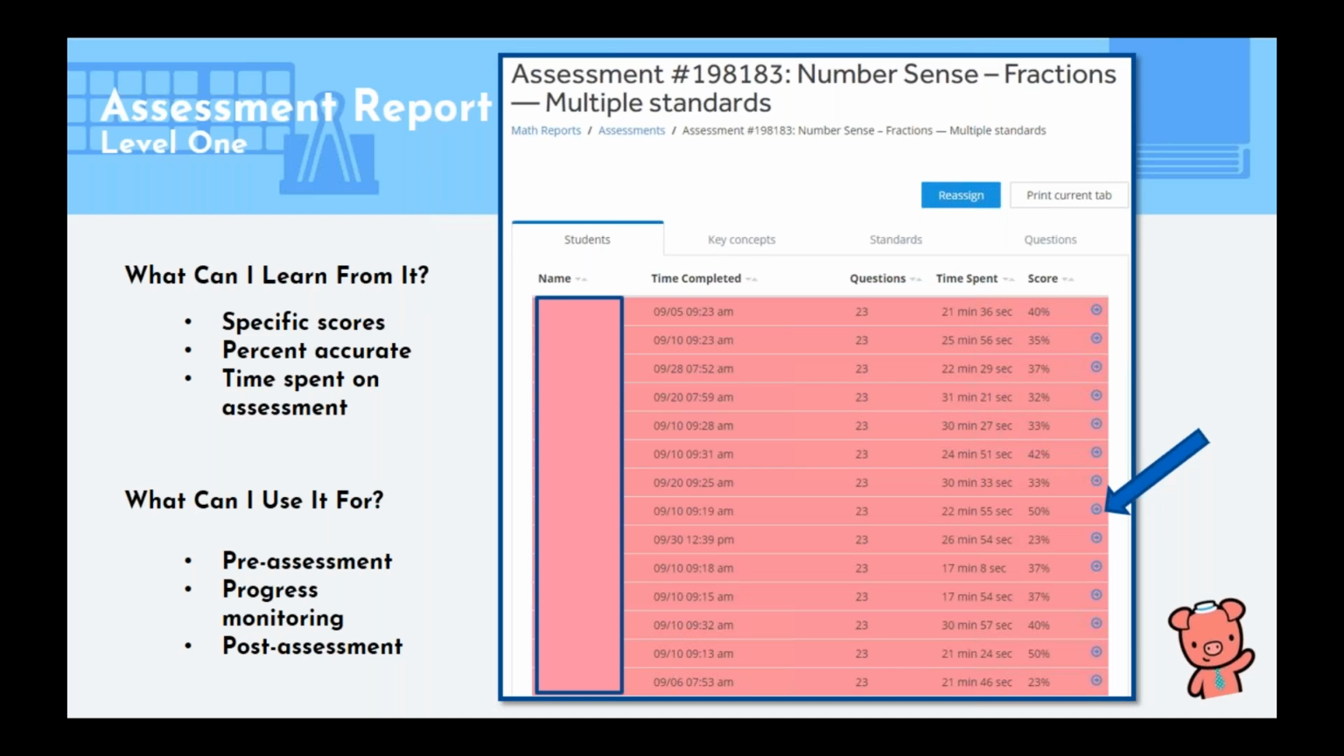And with Freckle's ability to assign a report to the whole class or to individual students, as a special ed teacher, it's a fantastic way for me to do that progress monitoring that's so essential to see if they're making growth.